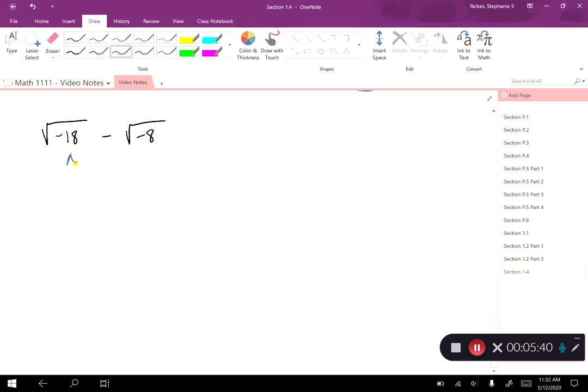So let's do a tree on 18. So that's 2 and 9, 3 and 3. I have a pair of 3's with the 2 left over. So that is going to give me 3 comes out, 2 stays in, but I also noticed I had a negative underneath the square root, so that means I have an imaginary number, so an i is going to come out. So the square root of -18 is equivalent to 3i square root 2.